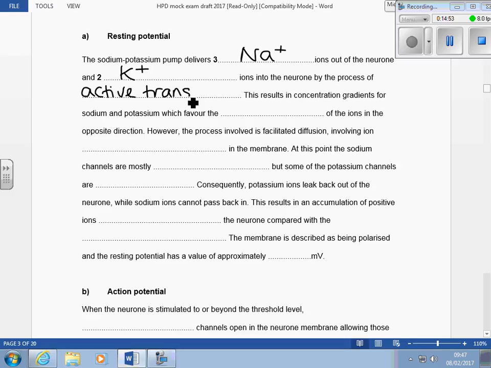Okay, so that's the bit that requires energy because it's moving them against the gradients. So this results in concentration gradients for sodium and potassium, which favour the diffusion. If you just put the word movement there, actually that would be okay, but diffusion is preferable. All right, so if you just had open channels, they would both be diffusing back out where they came from. So they favour the diffusion of the ions in the opposite direction. However, the process involved is facilitated diffusion involving ion channels is the word.